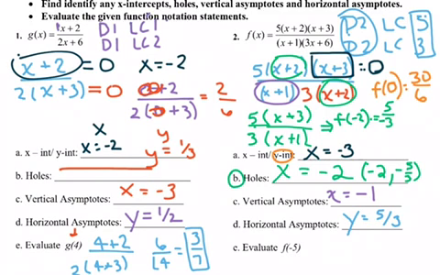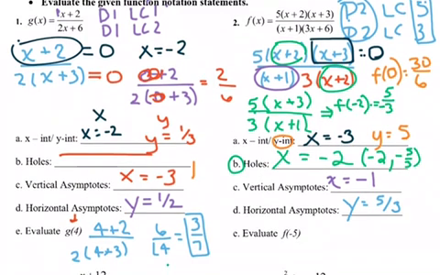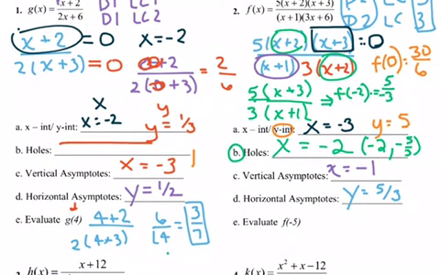30 divided by 6 is 5. So my y-intercept will be 5. The last thing I'm asked to do for number 2 is to evaluate f of negative 5. I'm going to scroll up and give myself a little bit more room. I'm going to plug in negative 5 into the function.